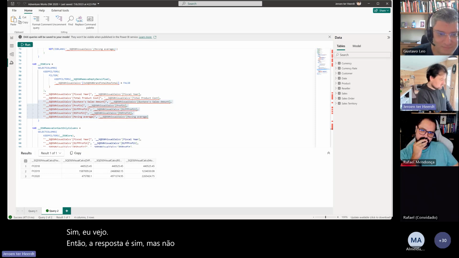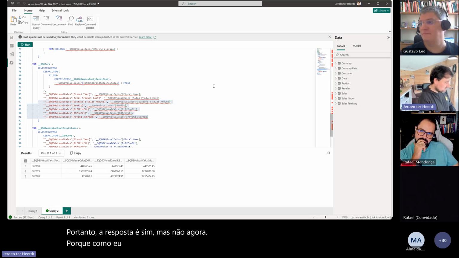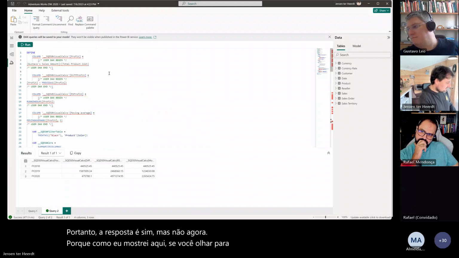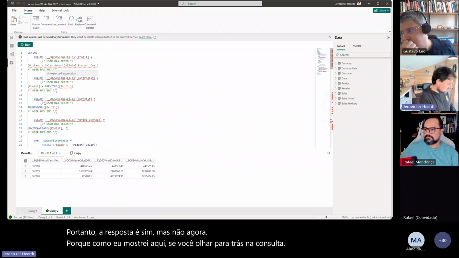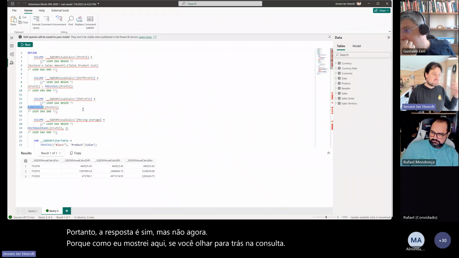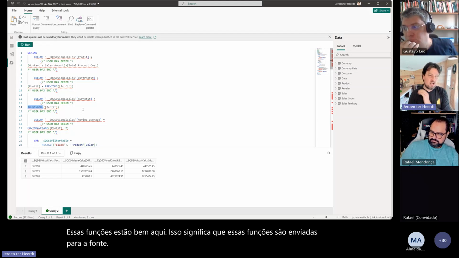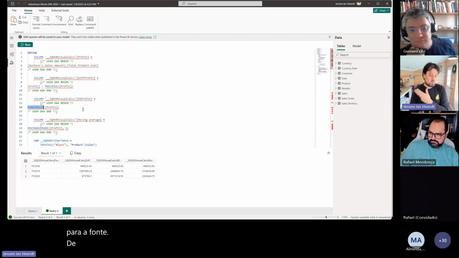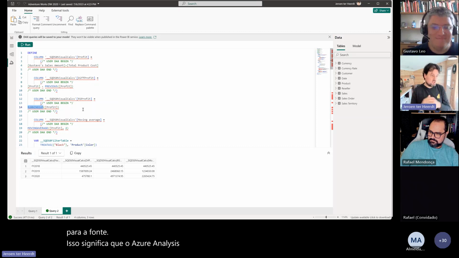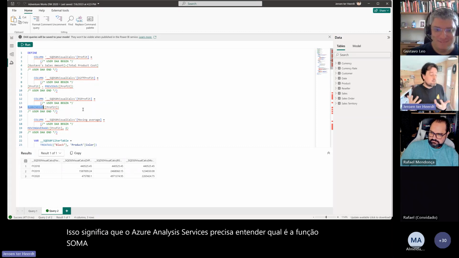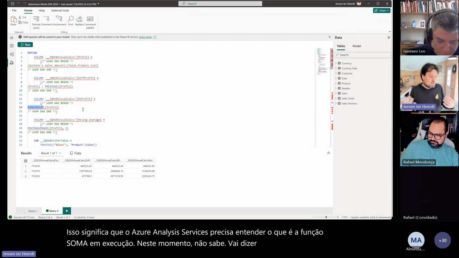Because as I showed you here, if you look back into the query, these functions are right here. So this means these functions are sent to the source. That means Azure Analysis Services needs to understand what the running sum function is. Right now, it doesn't know it. It will just say, I don't understand this DAX. You will just get an error.